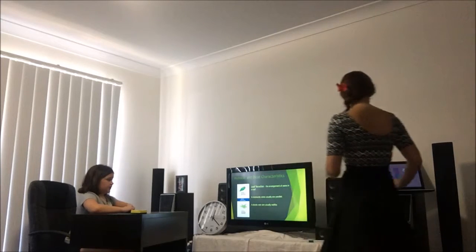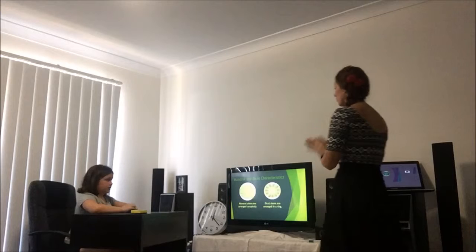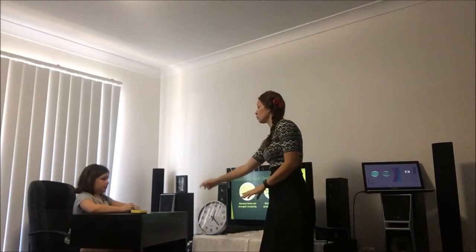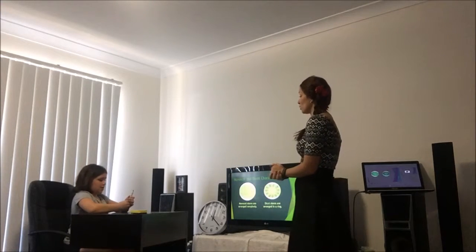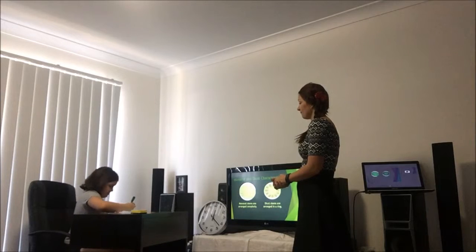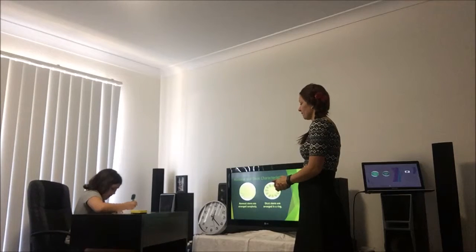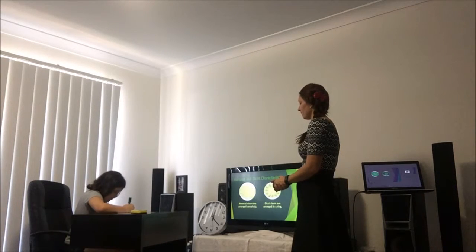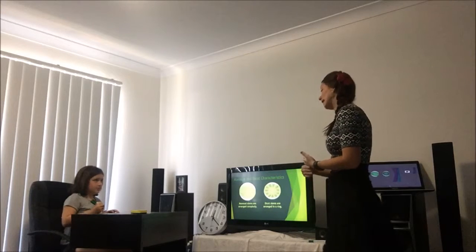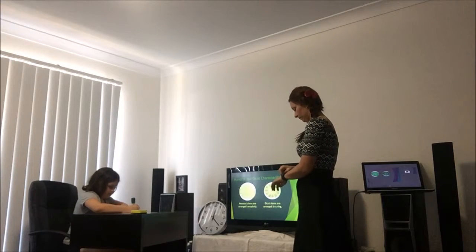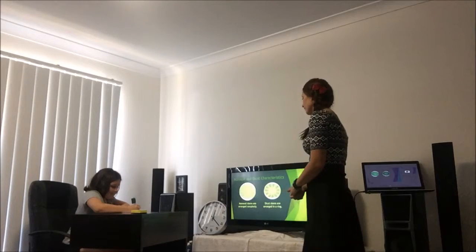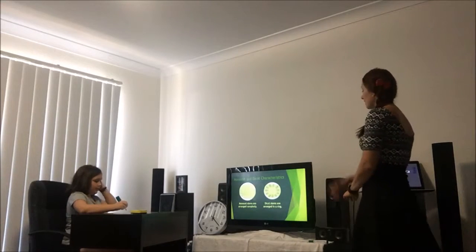Very good. Okay, so without looking up on the board, because this is our next activity, draw me a monocot leaf as quick as you can. Very good. And now a dicot leaf. Very good, perfect.